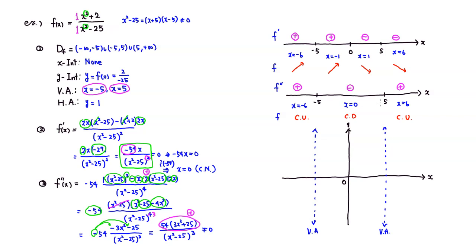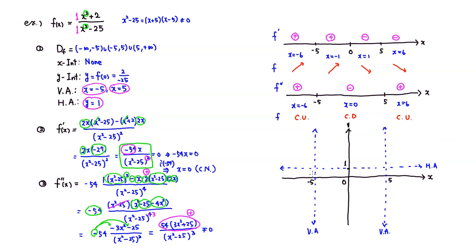Alright, and then we have the horizontal asymptote y equals 1. So this is negative 5 right there, and then positive 5. So 1 should be somewhere around there. So there's a horizontal asymptote going horizontally, and so going like that. So this is going to be the horizontal asymptote.